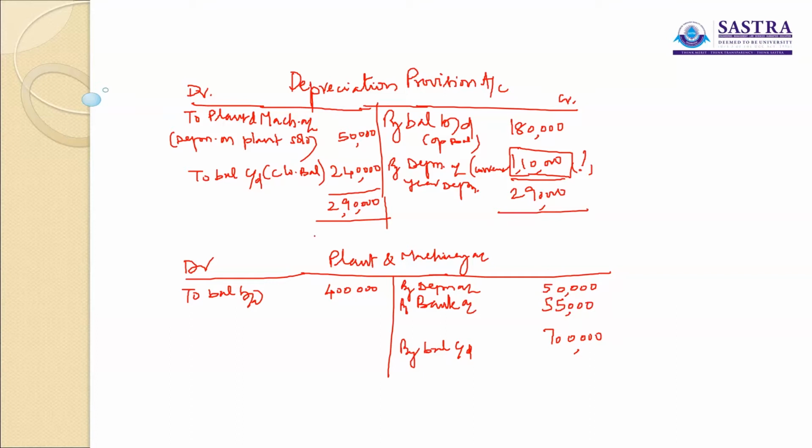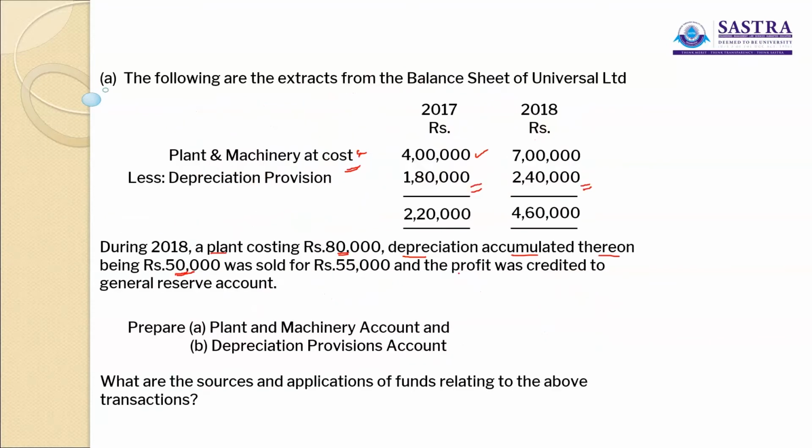So actually, what is the book value of the asset? 80,000 is the cost minus depreciation 50,000. That means the worth of the asset is only 30,000, or it is also called the book value of the asset. But it was sold for 55,000. That means you made a profit of 25,000. But that 25,000, which is the profit, is credited to the general reserve account. It is given in the question that the profit was credited to general reserve account.